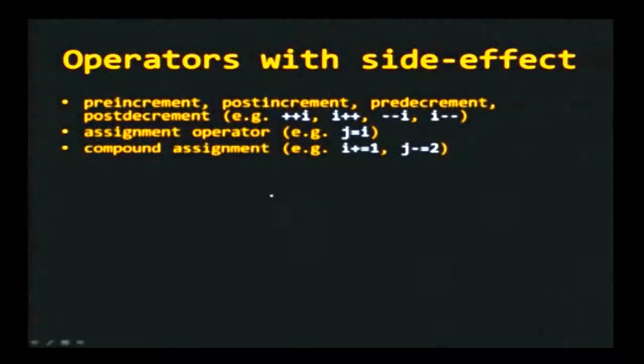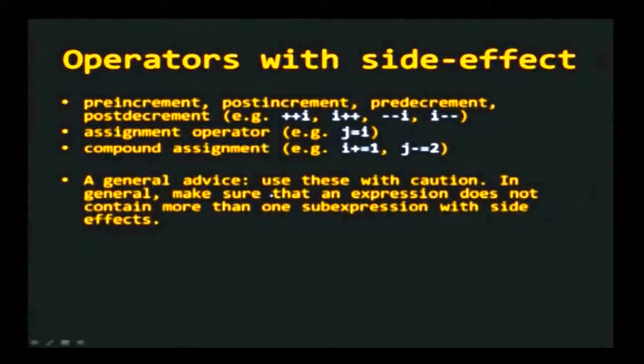We have also seen compound assignments. You can say i plus equal to 1, which is the same as i equal to i plus 1, and j minus equal to 2, which is the same as j equal to j minus 2. All these operators have side effects, and the general advice is to use operators with side effects with extreme caution. If you use them, make sure that a single full expression does not contain more than one sub expression with side effects, that is, at most one side effect.